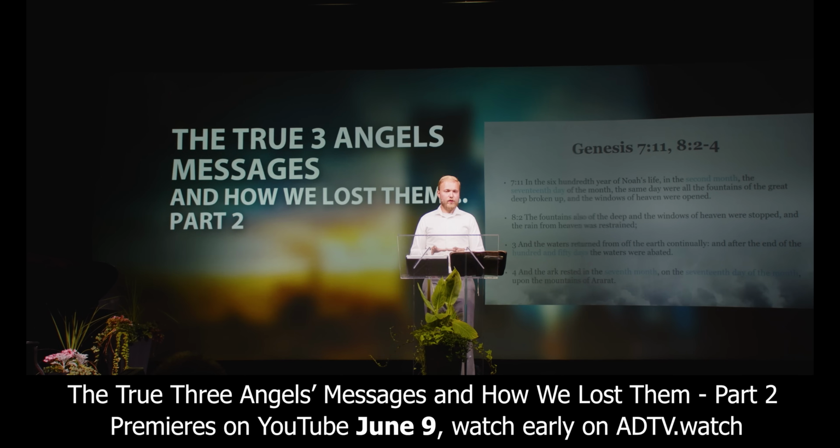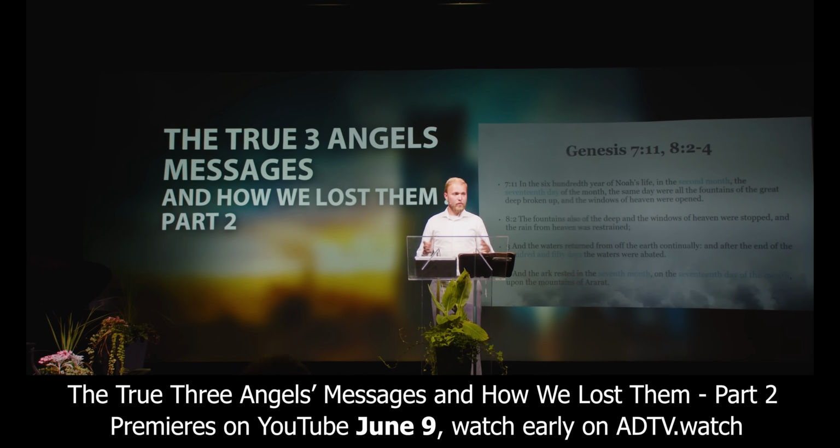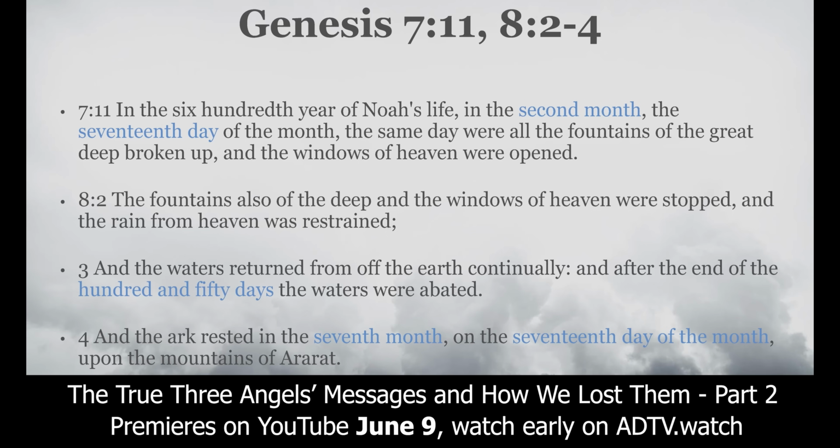Because we need to show this from the Bible, right? Because we're Bible-based. In the 600th year of Noah's life, in the what month? Second month. And what day? 17th day of the month. The same day were all the fountains of the great deep broken up, and the windows of heaven were opened. 8 verse 2. The fountains also of the deep and the windows of heaven were stopped, and the rain from heaven was restrained, and the waters returned from off the earth continually.